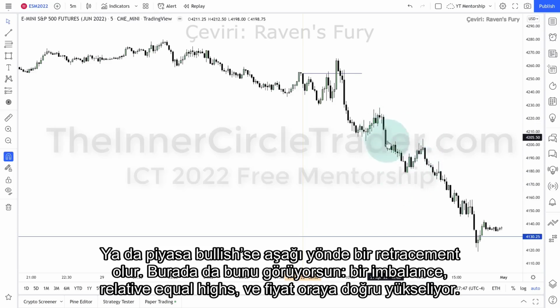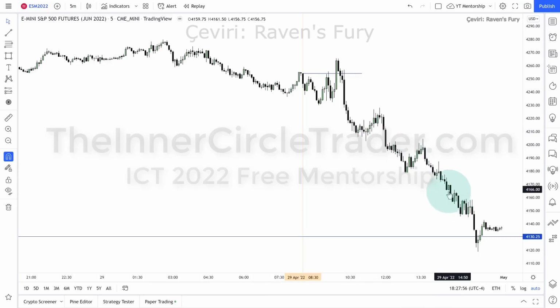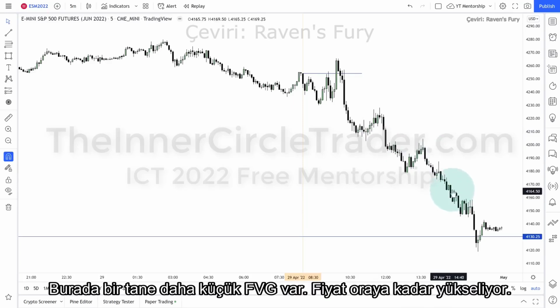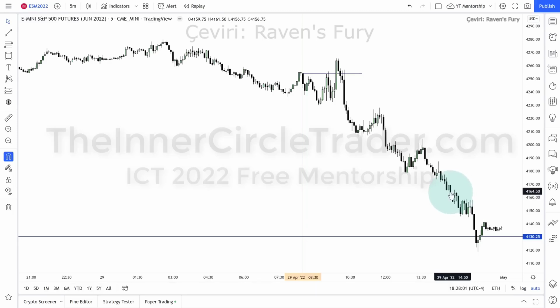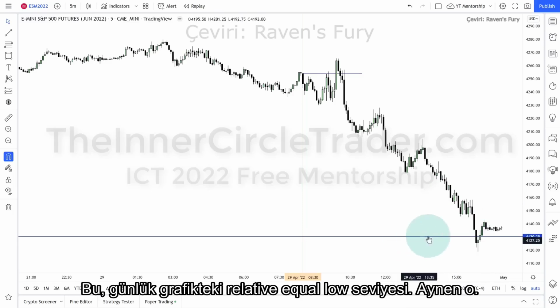The imbalance, relative equal highs. It runs up into that right there. That's an area you can get short on. Market delivers a run lower. Here's another little fair value gap in there. It runs up into that. That's a short, aiming for what? That line here. That's that relative equal low on the daily chart.